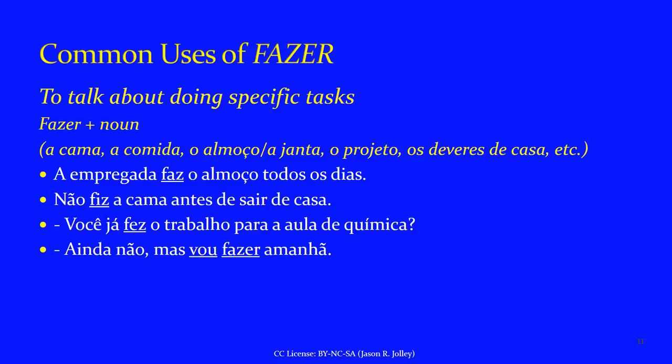Fazer is also used to talk about doing specific tasks. So this usage covers a variety of fixed verbal expressions in which we combine the verb fazer with nouns to convey the idea of tasks that people carry out. These uses, you'll see clearly, usually have English equivalents formed with to make or to do. So it's just taking the verb fazer, to make or do, combining it with a noun. A cama, the bed. A comida, the food. O almoço, a janta, lunch, dinner. O projeto, os deveres de casa, right, the project, the homework. So it's just doing something.